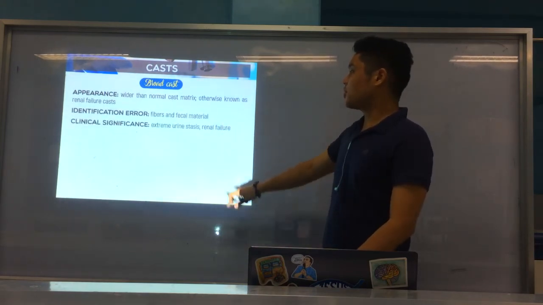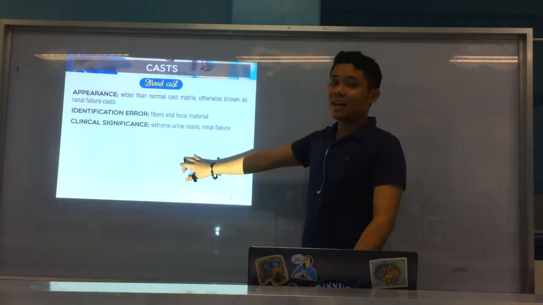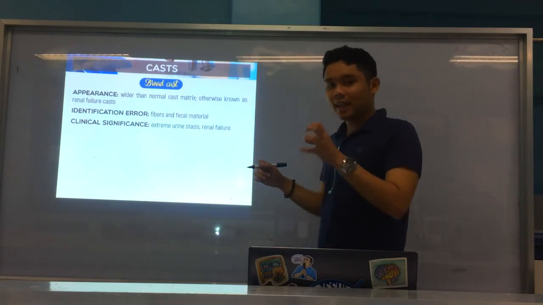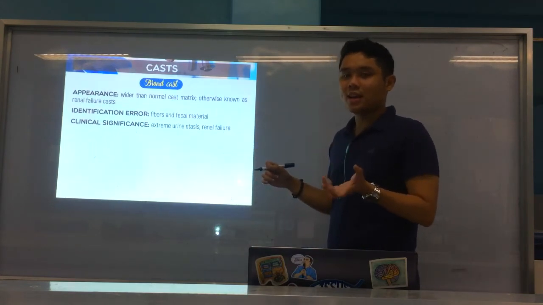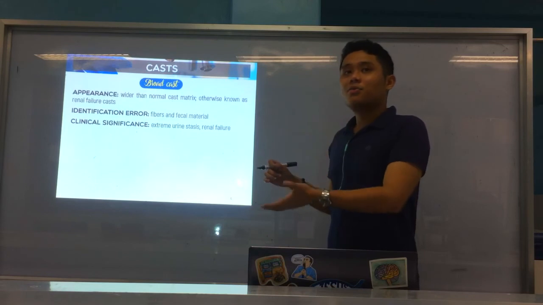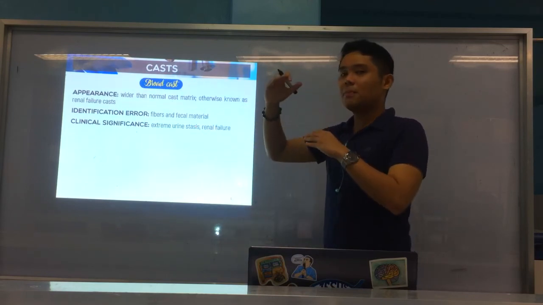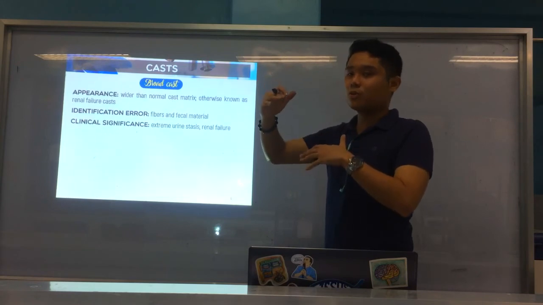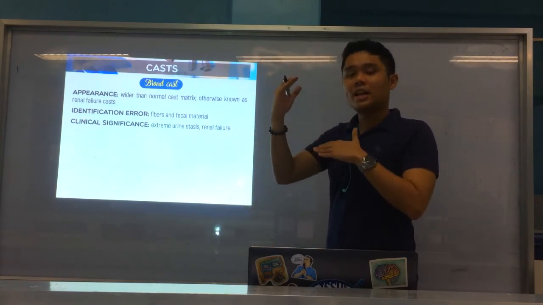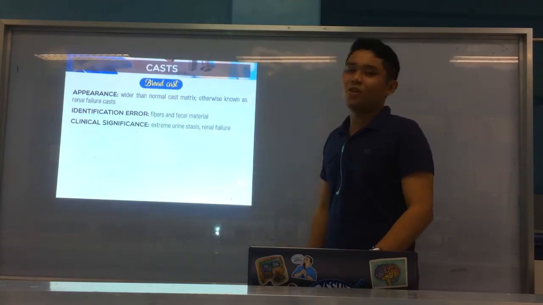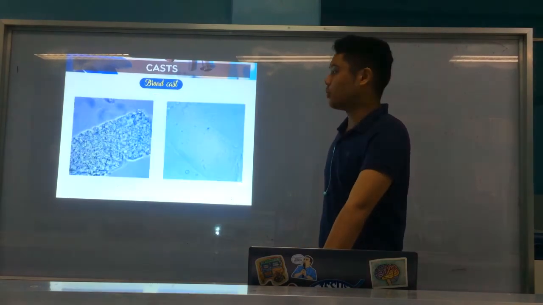Identification is the same as for fibers or fecal material. Clinical significance: extreme urine stasis, meaning there is an intense stoppage of your urine. Your urine can no longer flow. That's why the tubules enlarge. So the enlarged tubules take the shape of the broad cast. Okay? That's why its appearance is broad. And of course, renal failure. Same reason: your tubules are no longer functioning.